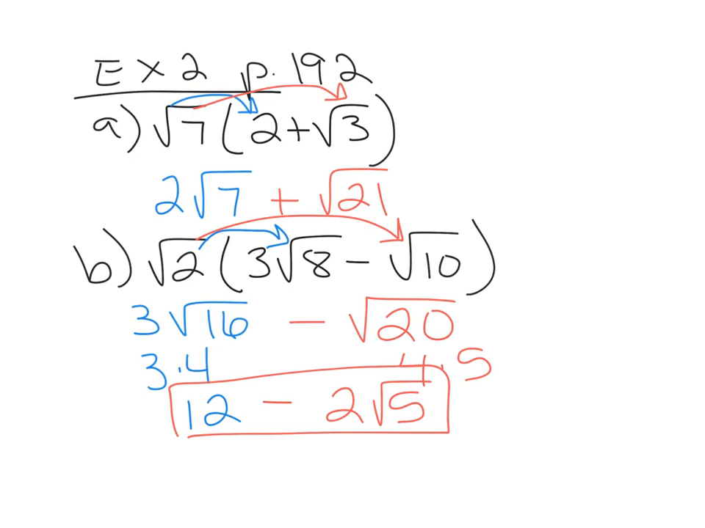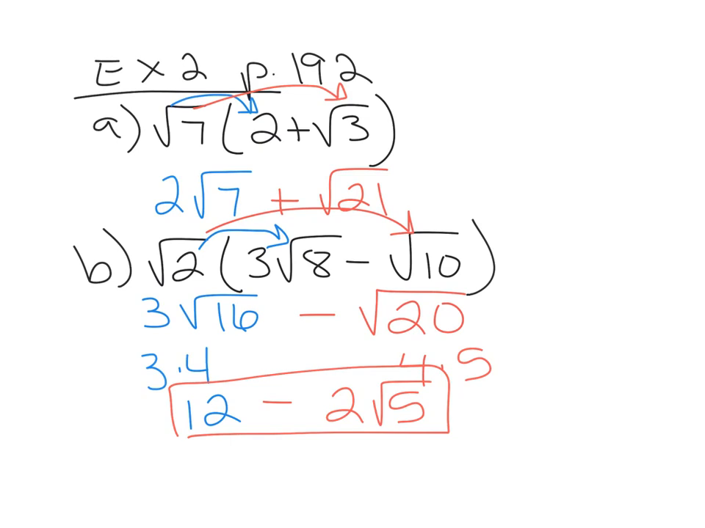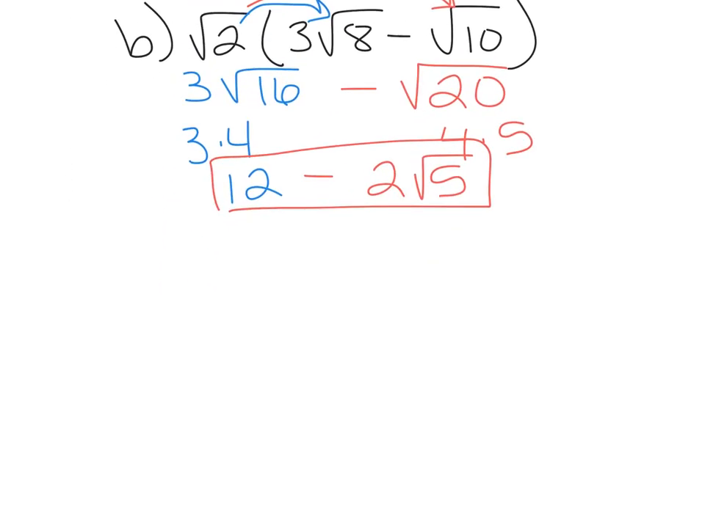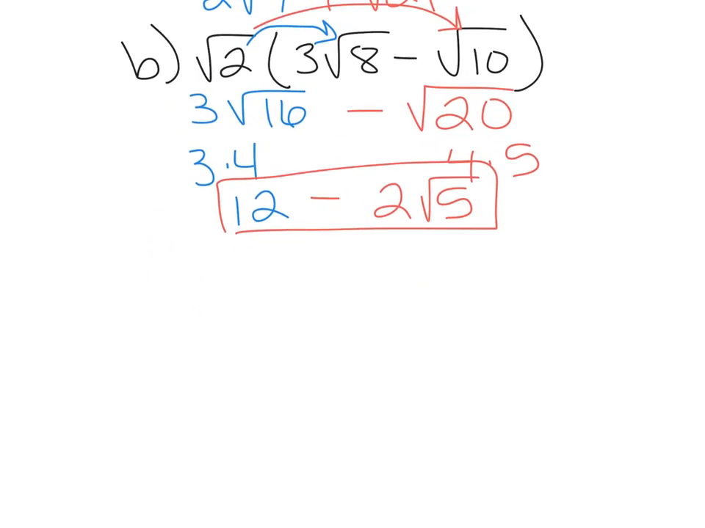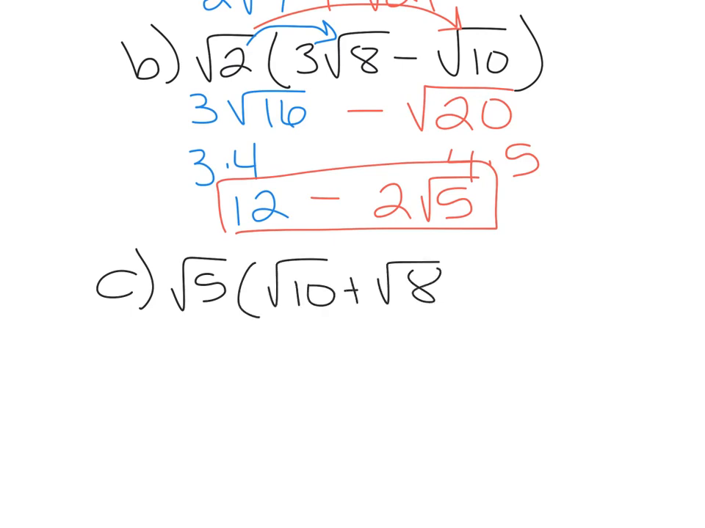For letter C, we have the square root of 5 times the square root of 10 plus the square root of 8. Again, distributive property. When you multiply here times here, the coefficients are both 1, so we can multiply under the radical. 5 times 10 is 50. And then when you go here times here, again, both under the radical. 5 times 8 is 40.